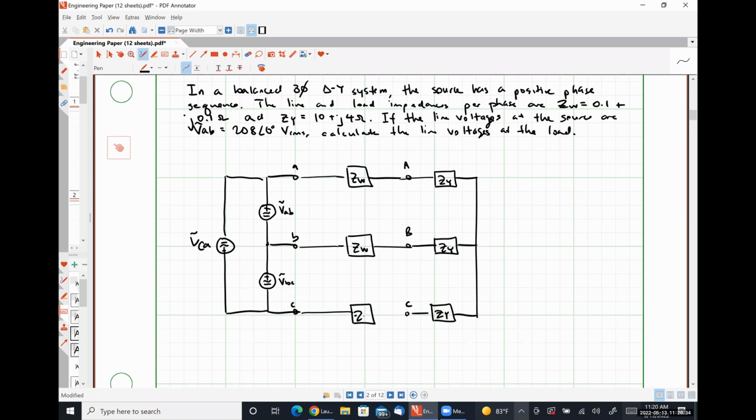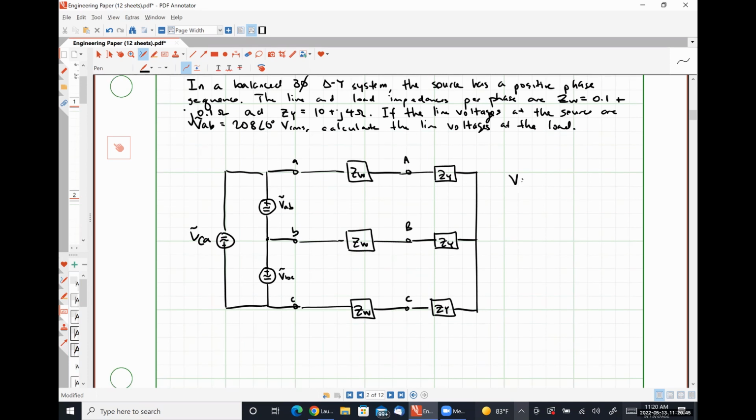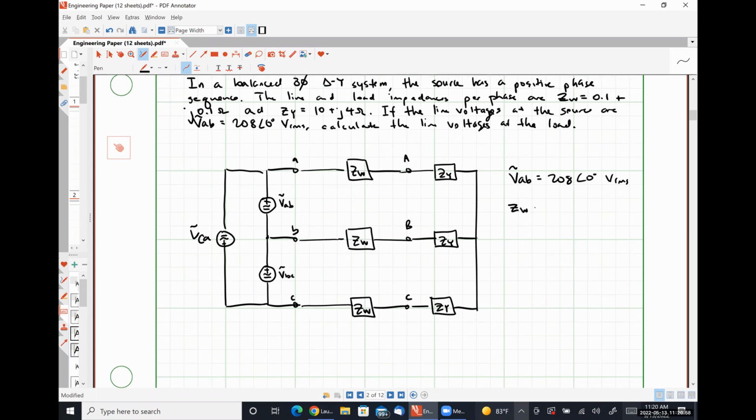Consisting of 3 instances of ZW. The information that is provided to me is that VAB is equal to 208 angle 0 degrees volts RMS. ZW is equal to 0.1 plus J 0.1 ohms. And ZY is equal to 10 plus J4 ohms.